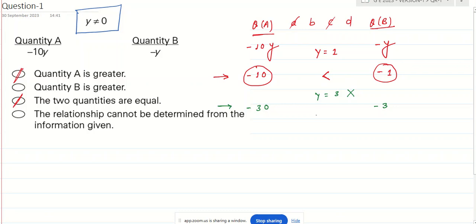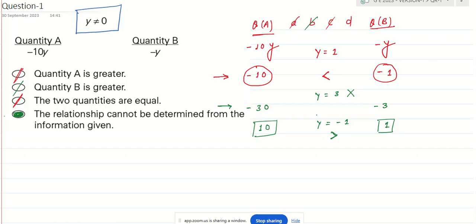So can we assume a negative number? Why not? Correct, no? Let's assume y equals minus 1. Now tell me, what should be this side? 10. What should be this side? So which is greater now? Well, A is greater, which means which option got eliminated? B also got eliminated. What is left then? That's your answer. Which means the relationship cannot be determined from the information given.